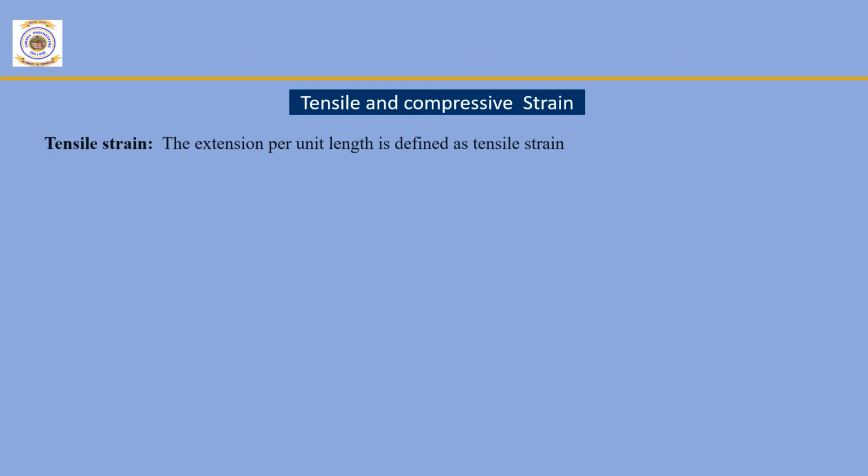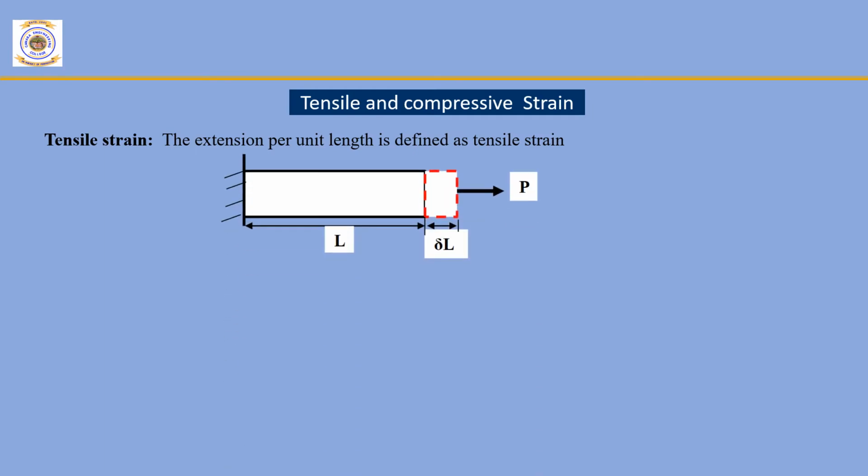The next concept is tensile and compressive strain. So what is a tensile strain? The strain which is induced due to the application of tensile load is nothing but a tensile strain. So here, due to the application of tensile load P, there is a change in length delta L and its original length is L. So as per the definition of strain, change in length by original length is nothing but a strain.